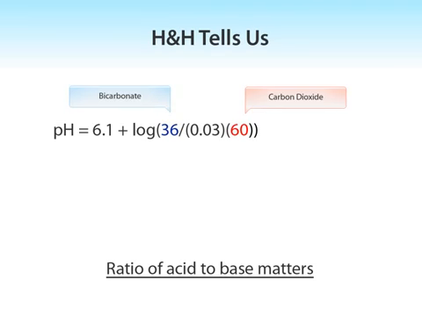Now consider a chronic COPD patient whose carbon dioxide sits at 60 with a bicarbonate of 36. Plug these numbers into your calculator and see what happens. Again, we have 6.1 plus 1.3 and a pH of 7.4. The equation tells us that the ratio between acid and base matters.